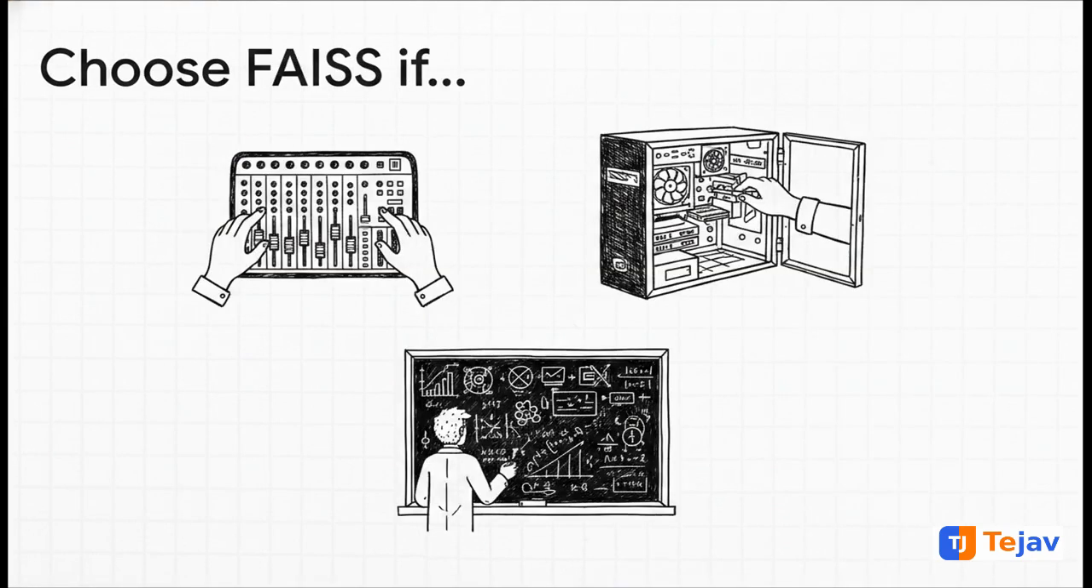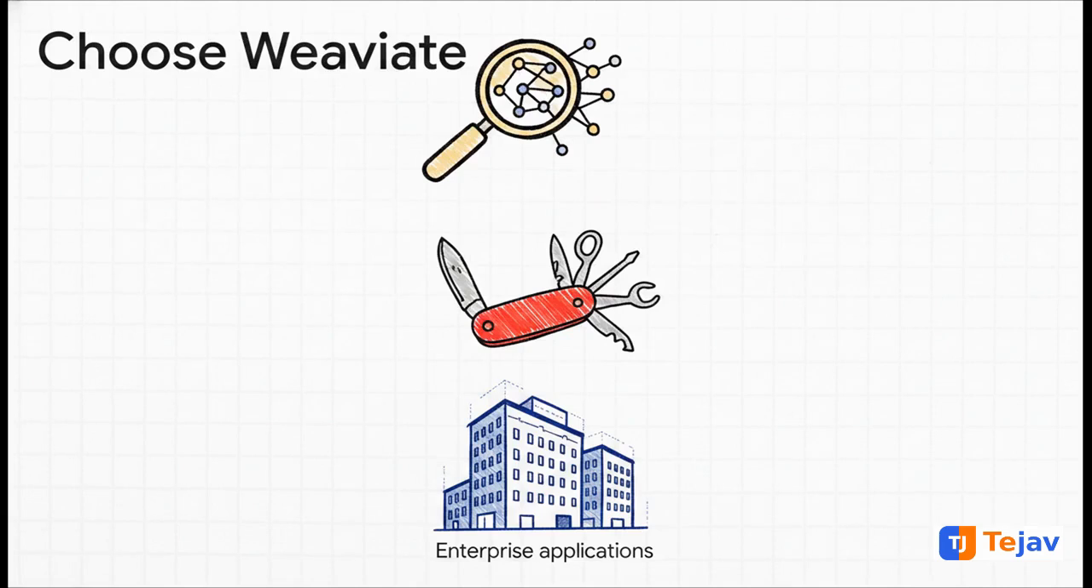But on the flip side, you're going to want FAISS if you are a total performance junkie. If you're doing massive offline data processing for a research paper, or you need to squeeze every last drop of speed out of a custom-built system, and you love having control over every single knob and dial, FAISS is the undisputed king.